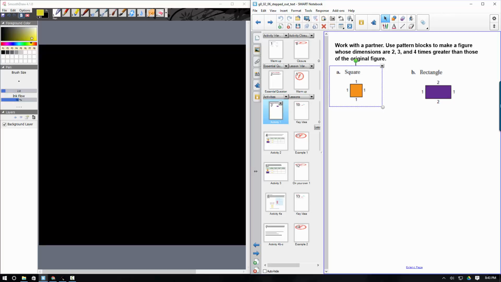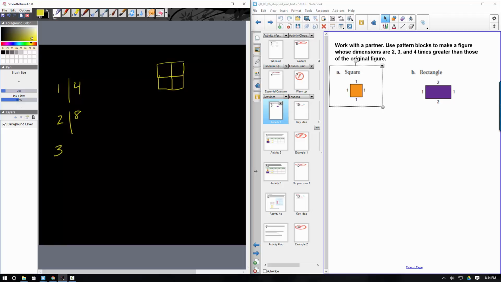So my perimeter is 4 for my first one. If I had 2, I now would have a shape that would be double, so it would be like this. So I'd have 1, 2, 3, 4, 5, 6, 7, 8. And if I had 3, it would just keep on going. So every time it would get to be 4 more, right? So it would be now 12.